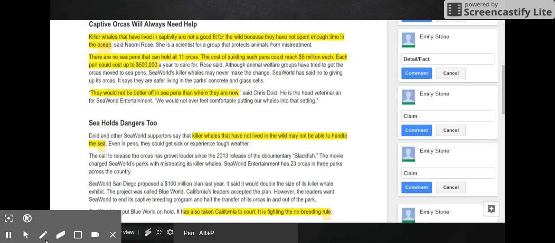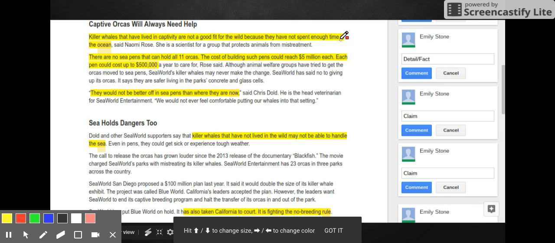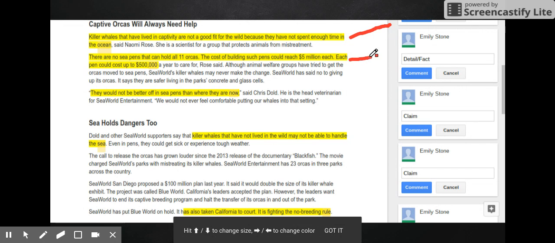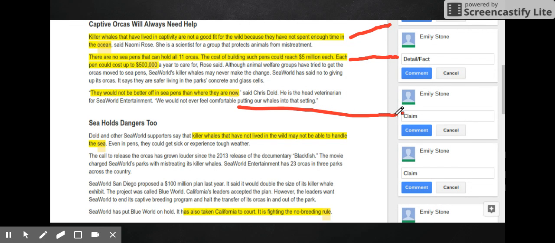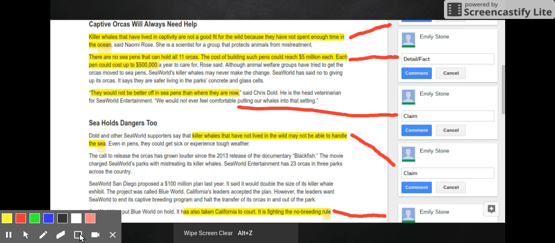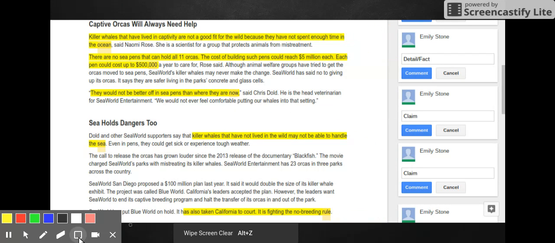So let me just show you right here. I know it's a little crazy, so I'm going to connect these together. So this is a claim. It goes up here. This one's the detail. Here's another claim. They're all very similar claims that the whales shouldn't be living in the ocean, that they should be living within these pens. Once more, this is a claim. Here it's a supporting detail. It's a little cut off, but you'll see it on the next slide. So these all go together. I'm going to wipe it clean.